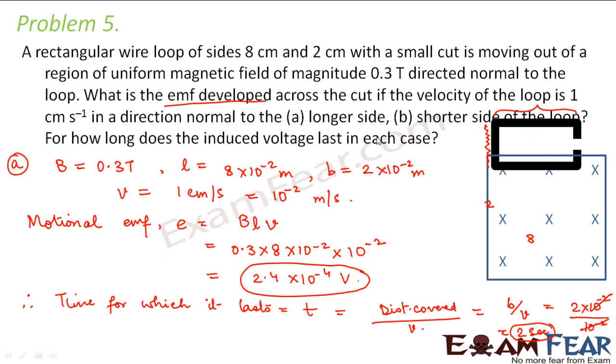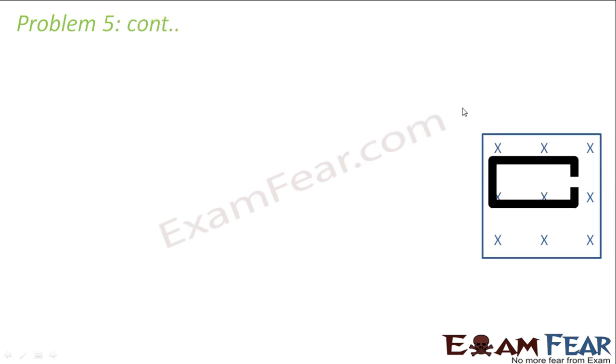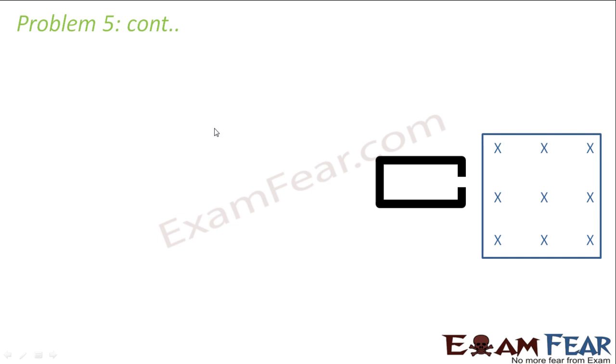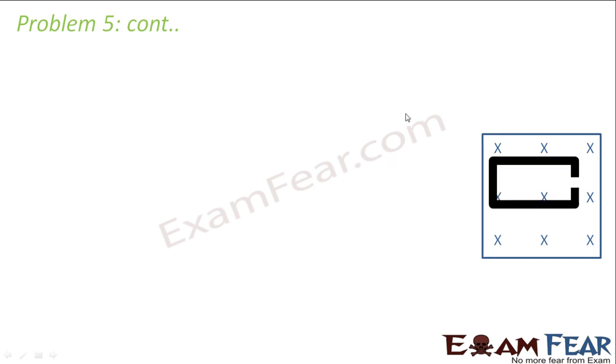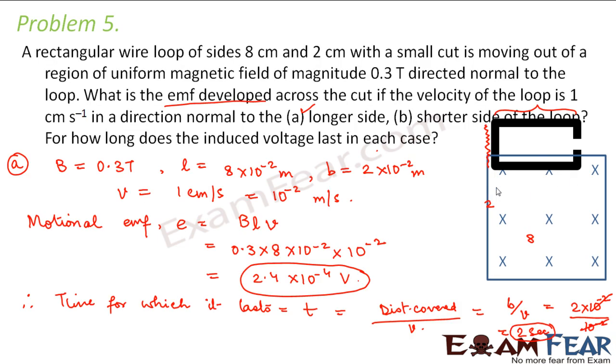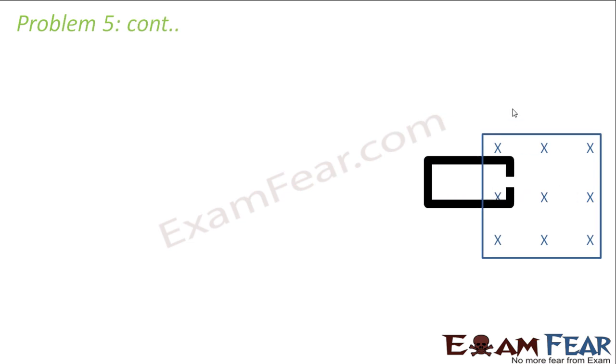Now, we have solved the first part. Now look at the second part. It says that it moves in a direction normal to the shorter side of the loop. That means it moves somewhat like this, right? So in this case, what will happen? Here also, when it is moving inside the magnetic field completely, there is no induced current. Only when it crosses this interface, only at that time is induced current produced.